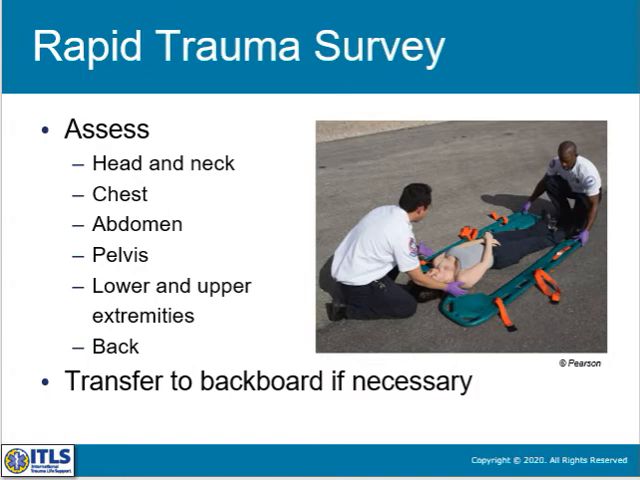Lower and upper extremities, and DCAP-BTLS, all that stuff, motor, sensory. We're looking for distal pulses. We're making sure there are no obvious wounds, and if the patient is conscious, they can move their fingers and toes. And then we're going to go ahead and place them on the backboard, and at this time, this is when we're going to check the patient's posterior side.